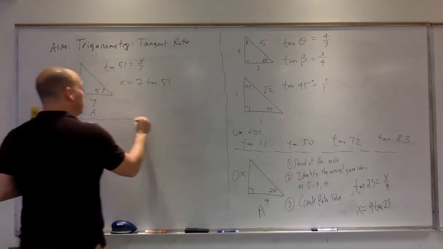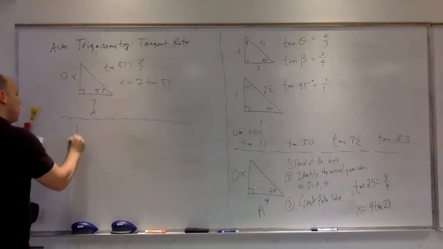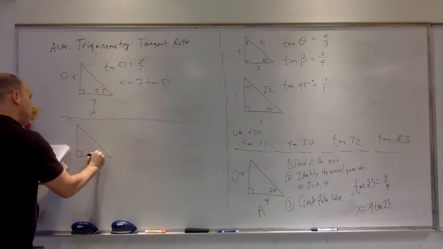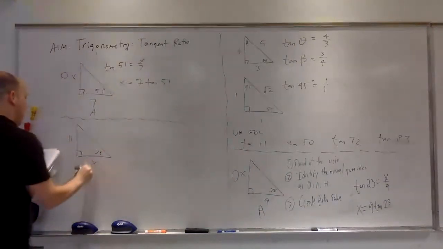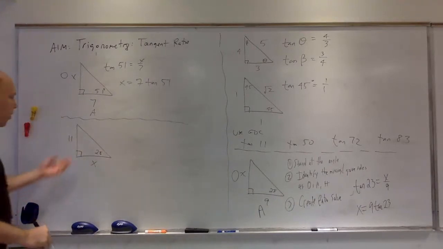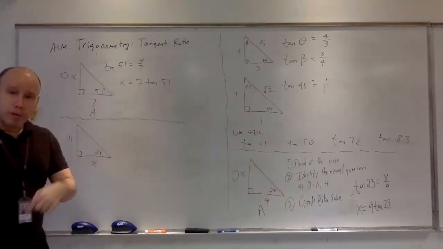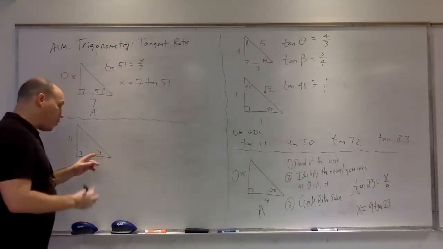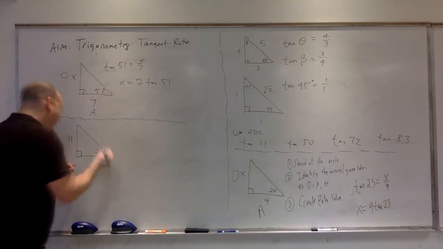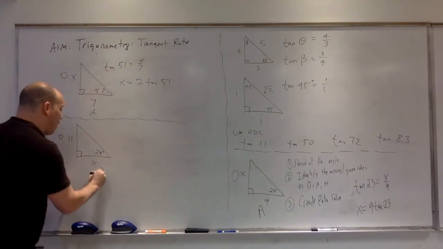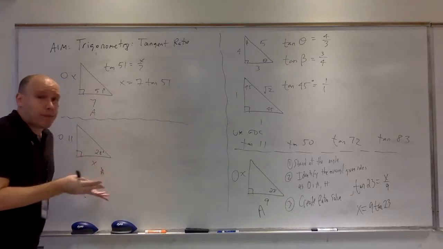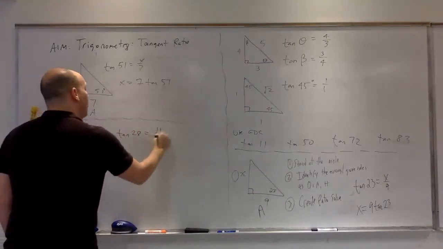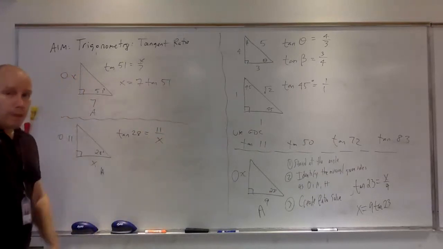Here's a little more. Let's look at another problem. Let's see, 28, 11, x. Okay, what's going on here? Well, I'm going to pause the video. Let's come back. Okay, we're sitting at 28 degrees. I have the opposite. I don't have the adjacent. That's fine. I can still set up the ratio. The tangent of 28 is equal to 11 over x.